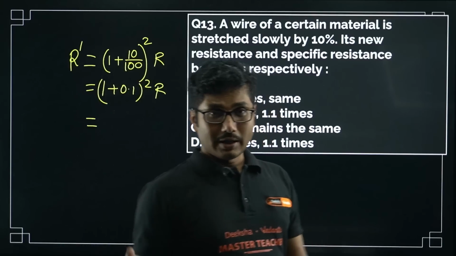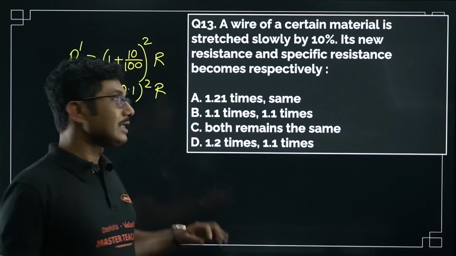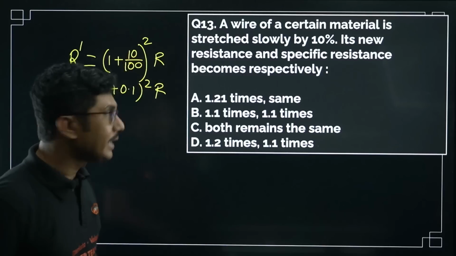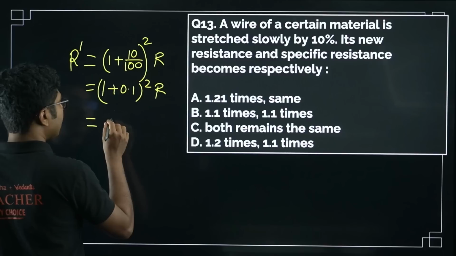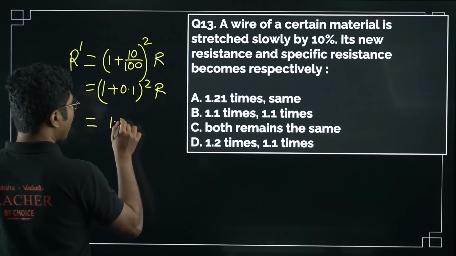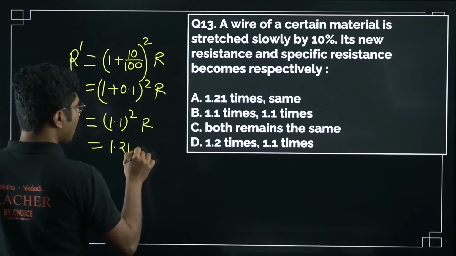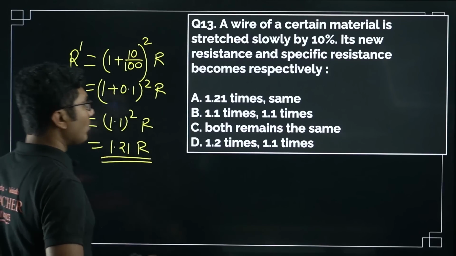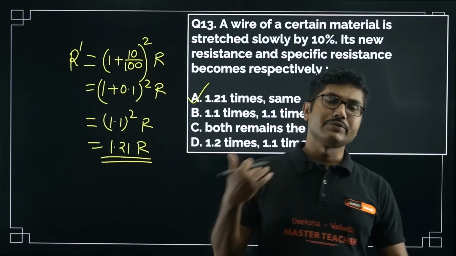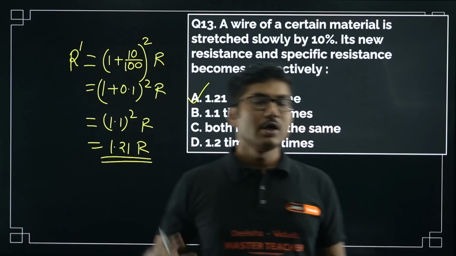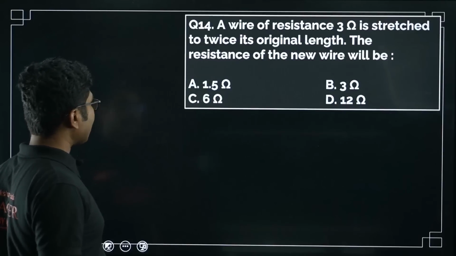Okay, and if you are changing the length, you have to remember that the area is also changing, and based on that this formula can be proven. But this is the thing that you have to remember to solve it quickly. So 1.1 whole square into R, that is 1.21 R. So it will be 1.21 times, and specific resistance will remain constant, no matter whatever is the length or whatever is the area.